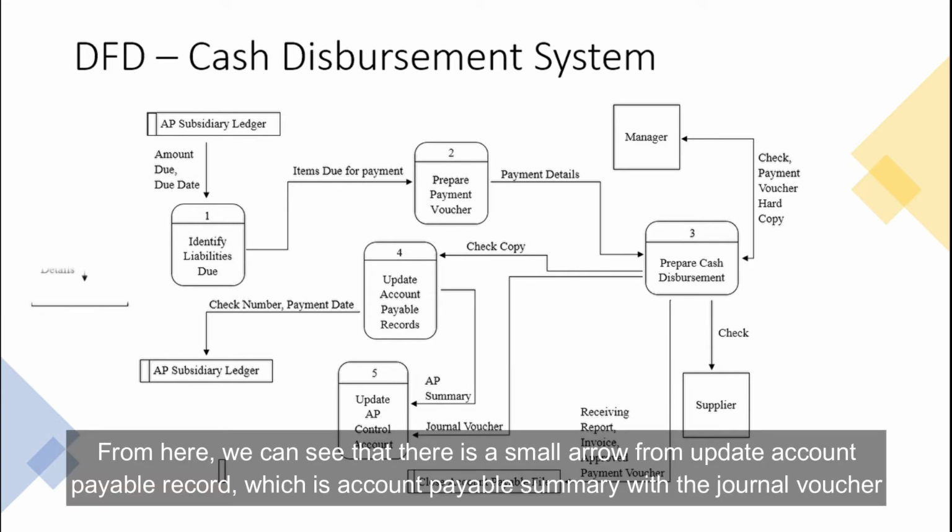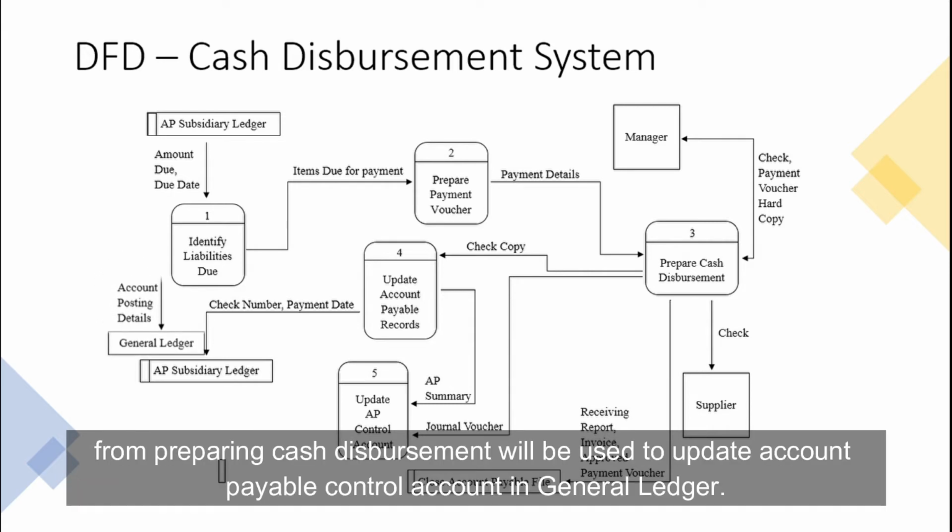From here we can see that there is one error from update account payable reports, which is the account payable summary with the journal voucher from preparing cash disbursement will be used to update the account payable control account in general ledger.